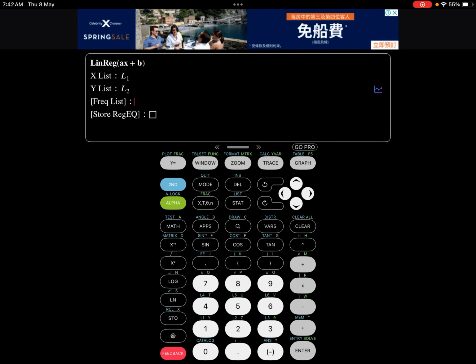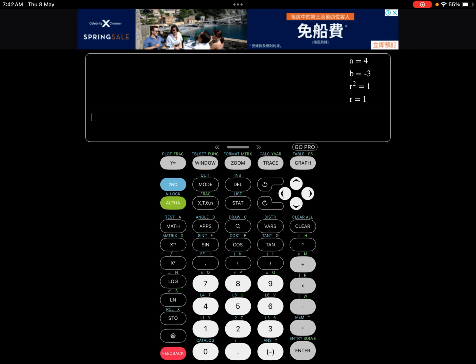So if I go to linear regression, make sure X is L1 and Y is L2, because we just put the data on L1 and L2. Just leave frequency list alone, and I'll just press enter all the way, and you realize that your a is 4 and your b is -3.